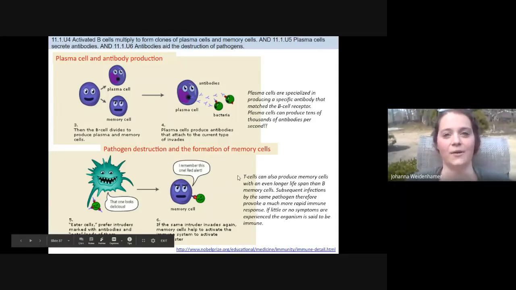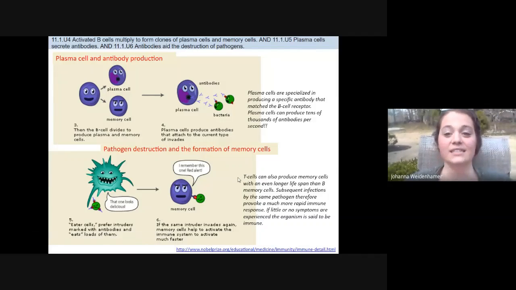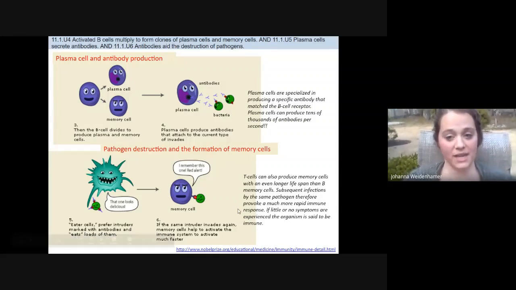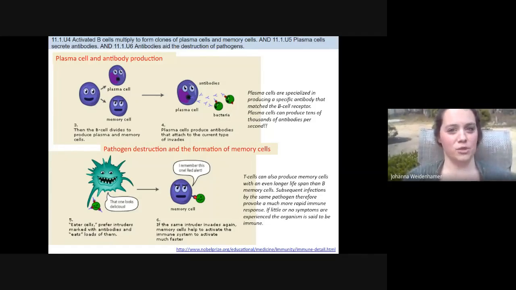So let's take a look at our overview once again. T cells can also produce memory cells with an even longer lifespan than B memory cells. Subsequent infections by the same pathogen therefore provoke a much more rapid immune response. If little or no symptoms are experienced, the organism is said to be immune. So that's where immunity can come from if you've been infected by a pathogen before.